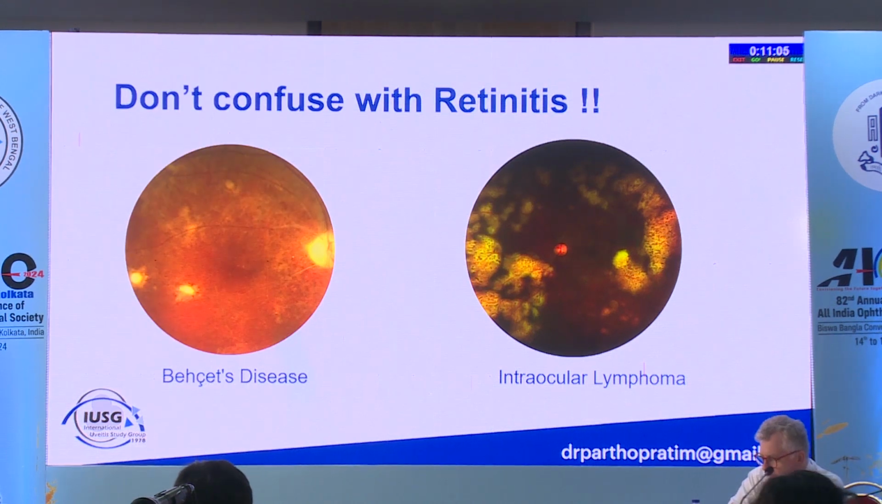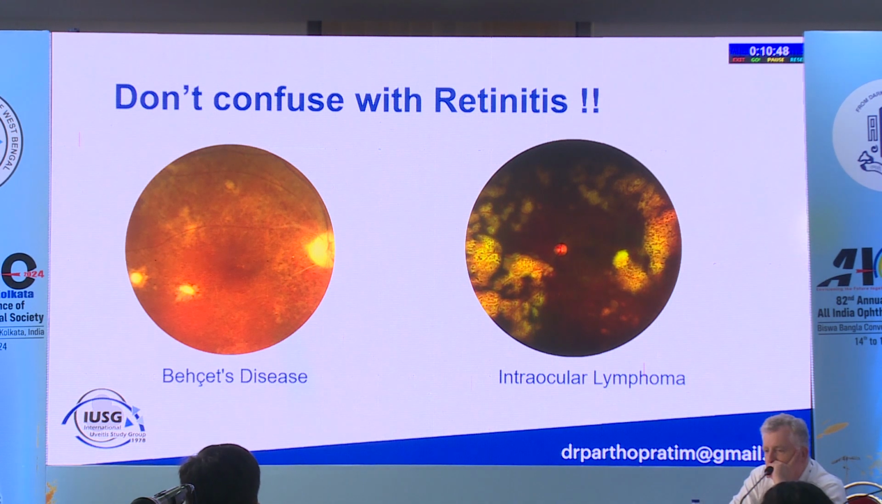The number one is Behçet disease, where you see retinal infiltrates associated with retinal vasculitis, and sometimes if you do a fundus fluorescein angiography, you will see fan-like leakage. You need to diagnose them properly, and you know the treatment is paradoxical.